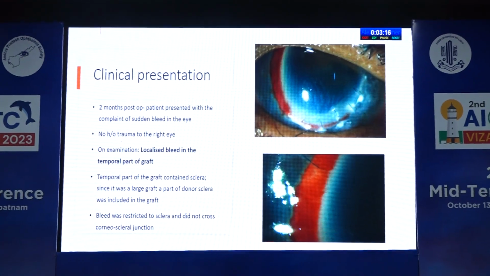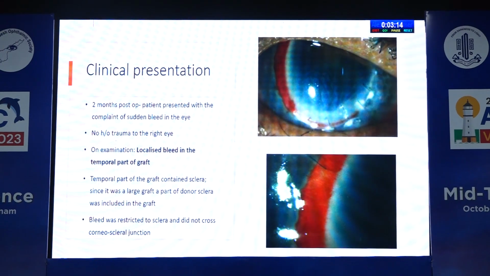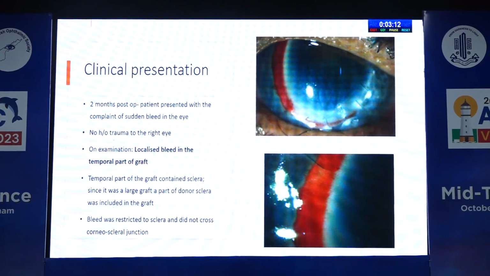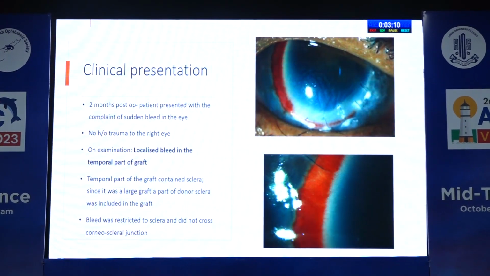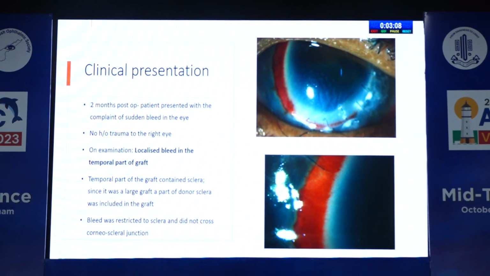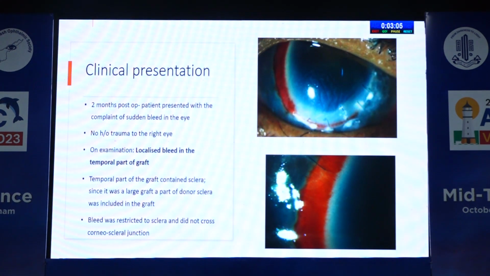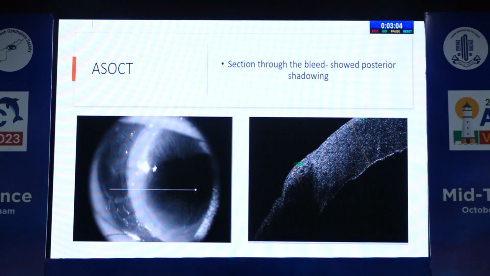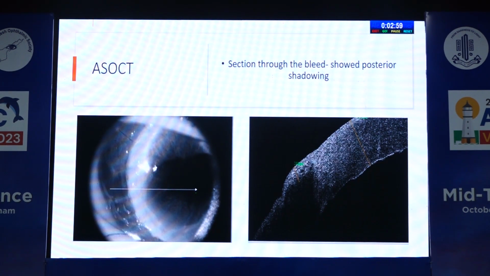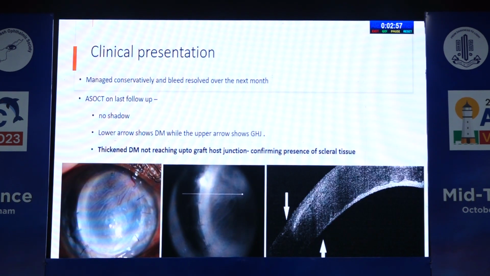The temporal part of the graft contains sclera, since it was a large graft and a part of the donor sclera was included in the graft. The bleed was restricted only to the sclera and did not cross the corneoscleral junction. Section through the bleed did not reveal much detail due to posterior shadowing. The patient was managed conservatively and the bleed resolved over the next month.